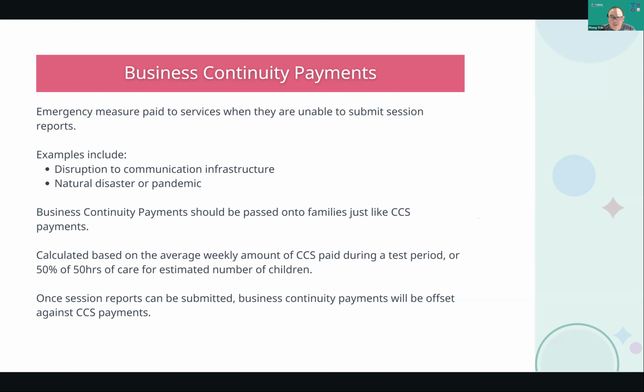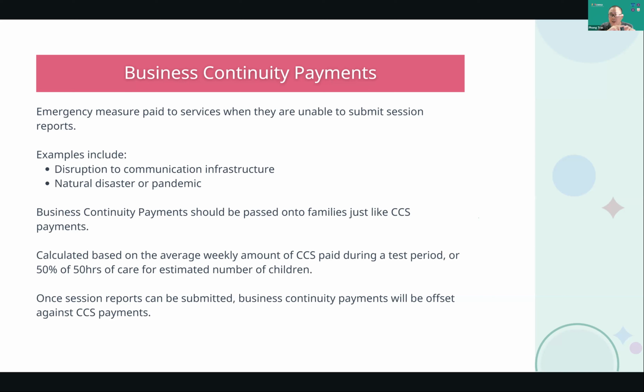So in order to make an estimation of the business continuity payment, they'll take a sample period and say, okay, in this same period of time you had 50 children, we paid you CCS of $25,000, so we'll pay you $25,000. What they expect from you is that once you're able to submit sessions again for a period, you just submit them. That's how they base the continuity payments.